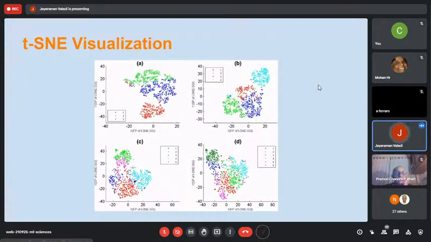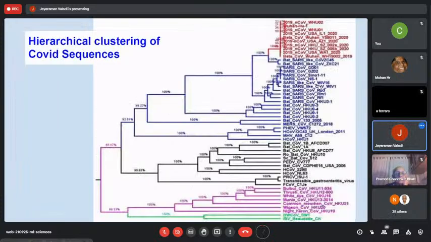Similarly, the stochastic neighborhood embedding visualization is able to capture information about multiple disease types of persons, with only 2 dimensions. And hierarchical clustering, again, is an example of dimensionality reduction to capture phylogeny information of sequences.